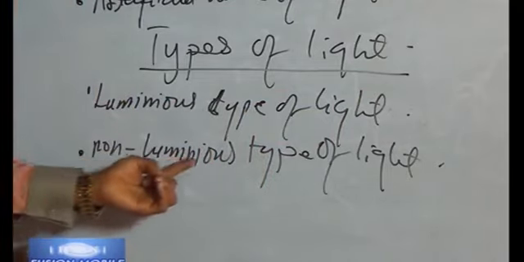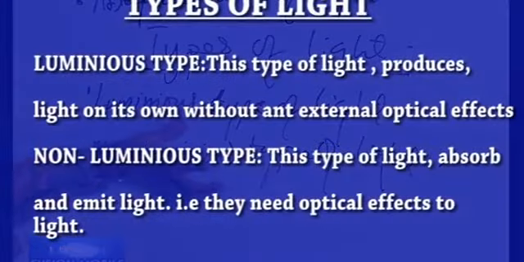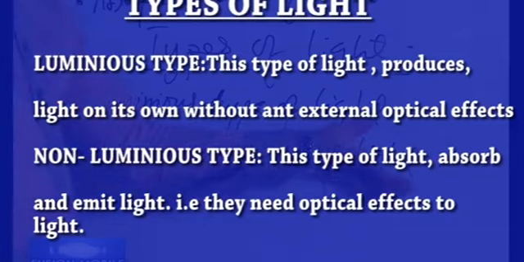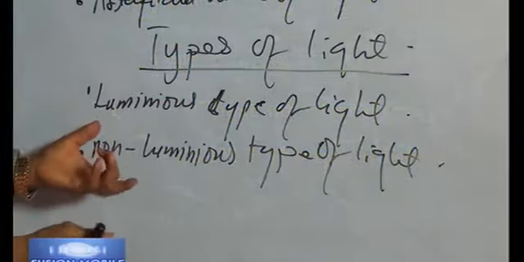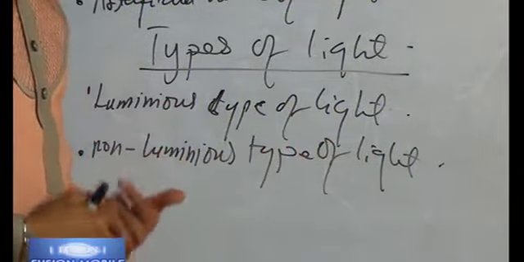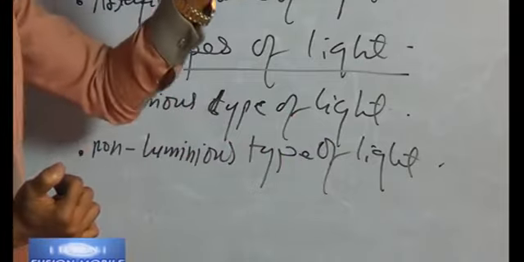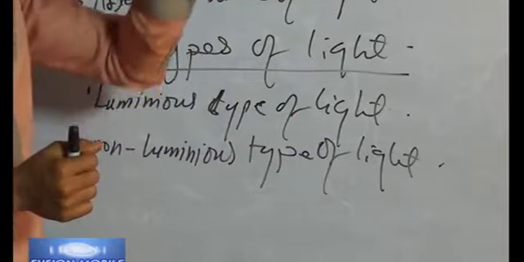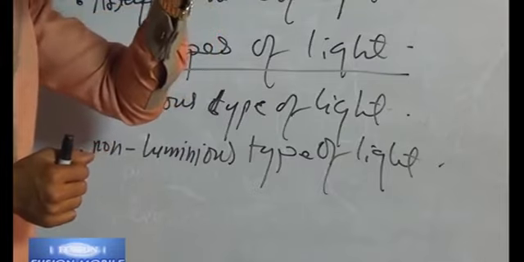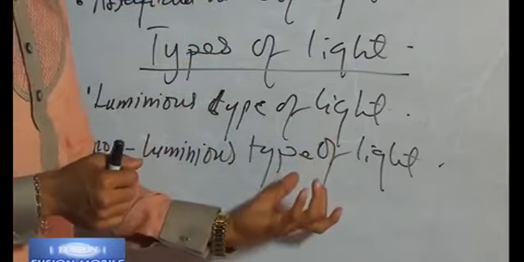Now, non-luminous type of light, this one has no ability to produce light on their own. Rather, they absorb light and emit. That means they need optical effect before they can produce light. Example, your road sign. When you shine light on it, it reflects light back to you. That is the way it produces light.